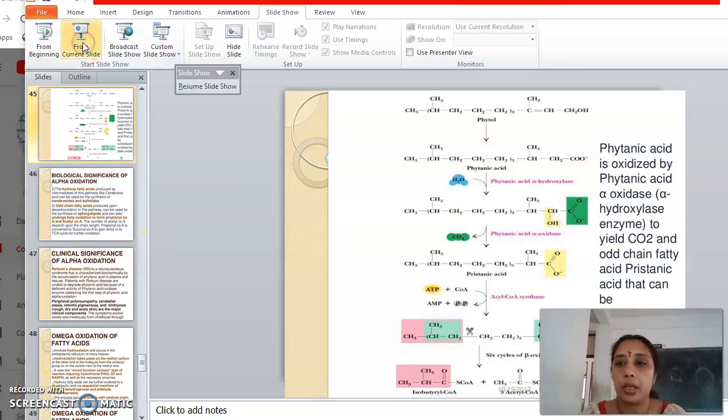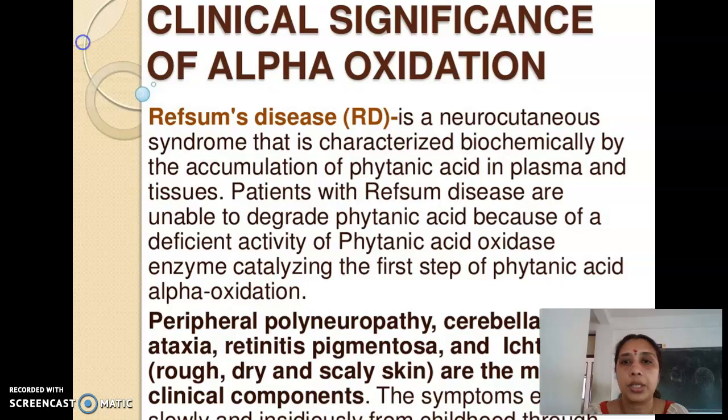So this is alpha oxidation. Alpha oxidation is mainly for those fatty acids which have a side chain on the beta position. So it cannot undergo normal beta oxidation because the beta carbon is blocked with the side chain, and the enzymes cannot come and act on the beta carbon atom to carry out the beta oxidation.